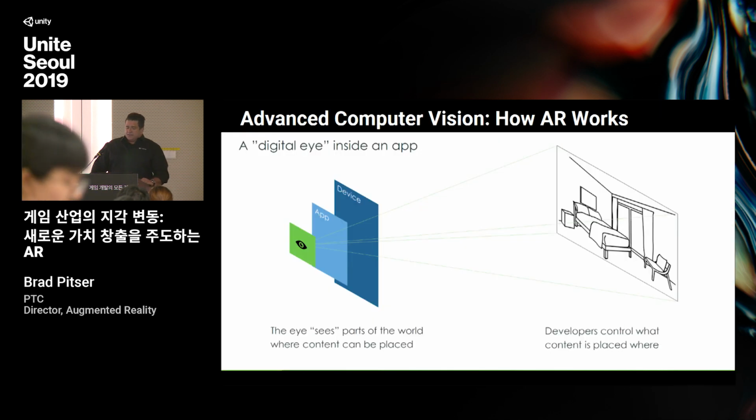Okay? So augmented reality works through what we call advanced computer vision. And this is really what makes augmented reality work. It acts as the eye for the application that you're developing. It takes the images coming through the camera or the visual piece of your device, analyzes those objects and or environments, and then allows you, the developer, to place digital content in that real world.